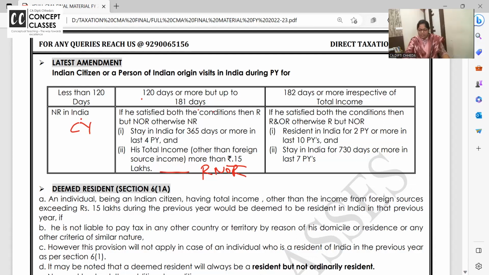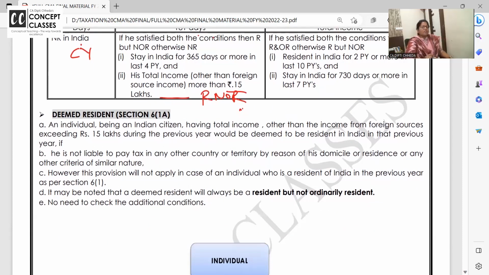Do you remember? We have solved enough questions for this. 180 days or more. One more concept has been added, out of the way, nothing to do with how many days you are in India. It says if you are not a resident, sorry, an Indian citizen who is staying abroad comes to visit India during the previous year, his income in India has exceeded 15 lakhs and he is not liable to pay tax in any other country. And in India, you have earned more than 15 lakhs.